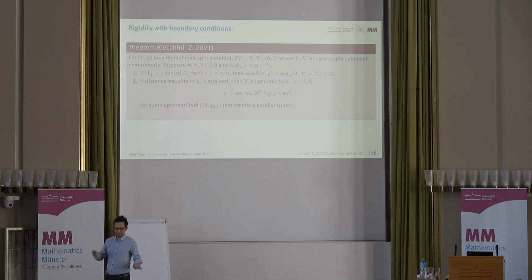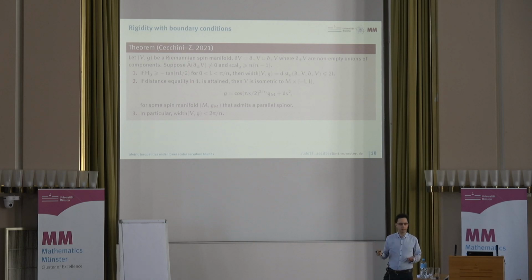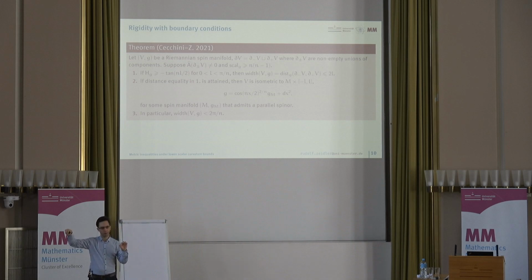And as a corollary of this, we already knew this before, but in particular we get that the width, or the distance between the boundary components, is strictly bounded above by 2π over n. That's just because this tangent function tends to infinity as L approaches π over n. This means that once you get close to the critical distance, this hypothesis essentially becomes vacuous. Or you could read it the other way around and say if the distance becomes too large, then the mean curvature has to explode in the negative direction at some point, and the manifold has to collapse in a certain sense.